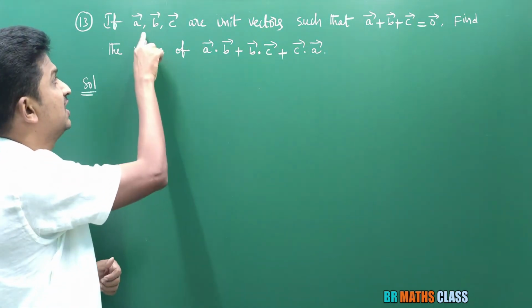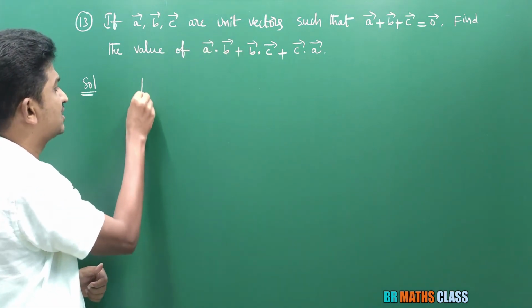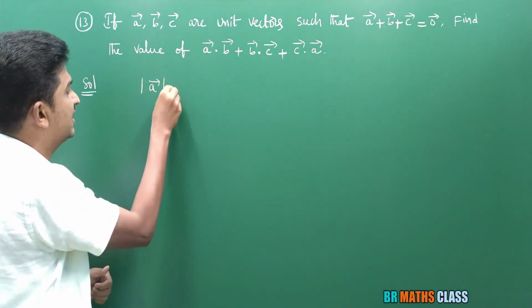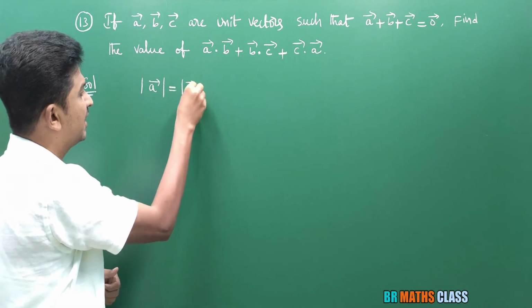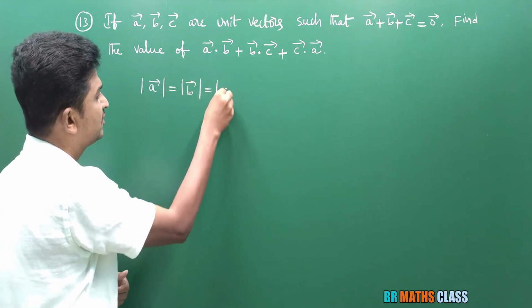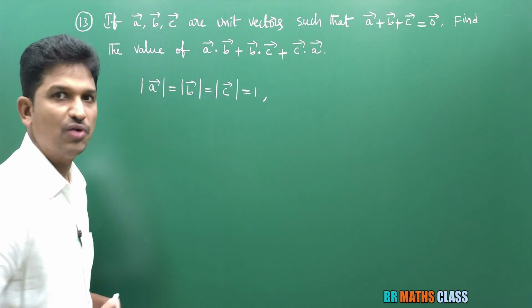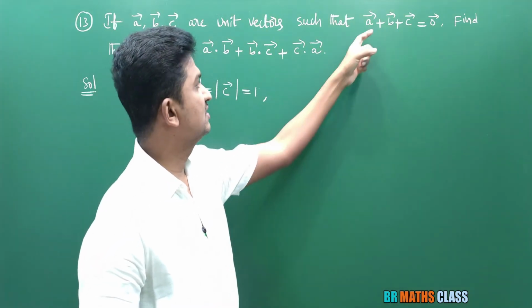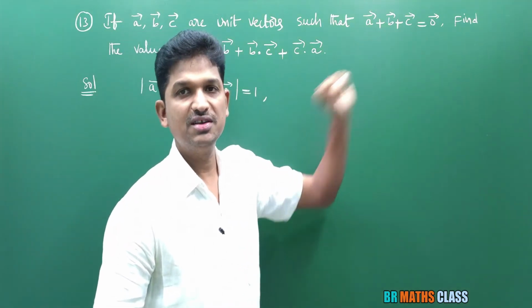You observe the question, they given A bar, B bar, C bar are unit vectors. Now that means what I can write? I can write that magnitude of A bar, magnitude of B bar, magnitude of C bar, their magnitude equal to 1. And one more information is given. What is that? A bar plus B bar plus C bar is a 0 vector.